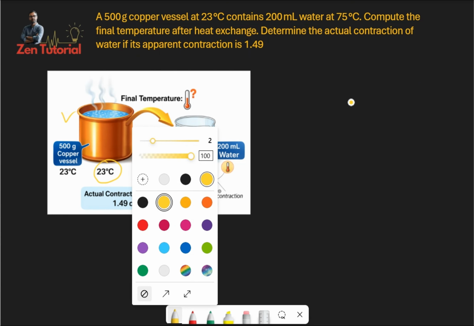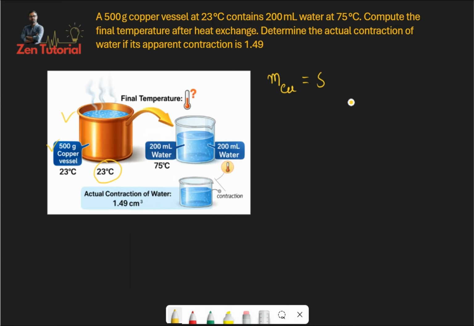And the weight of the copper vessel is 500 grams. So let's consider the copper vessel mass is 500 gram, or we could say this is half kgs. And indeed, we have to have the data of a specific heat for the copper, that is actually 390 joule per kg per Kelvin. Let's say this is C of Cu.